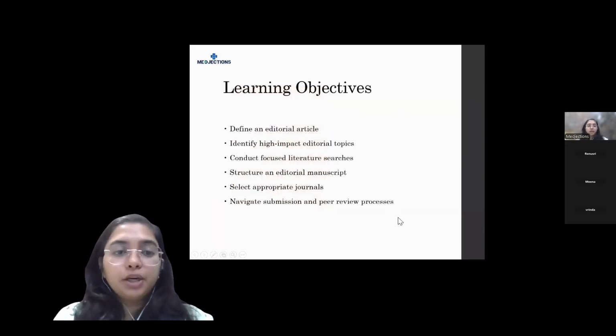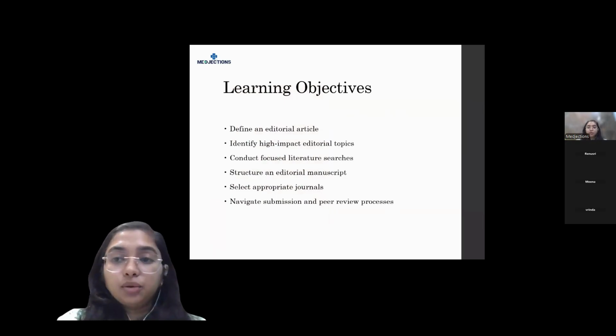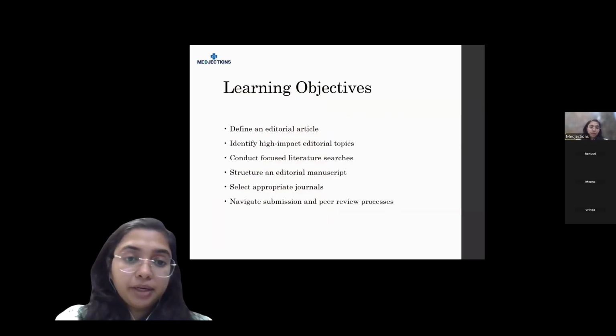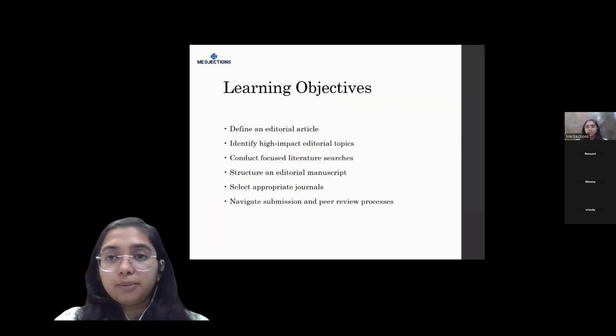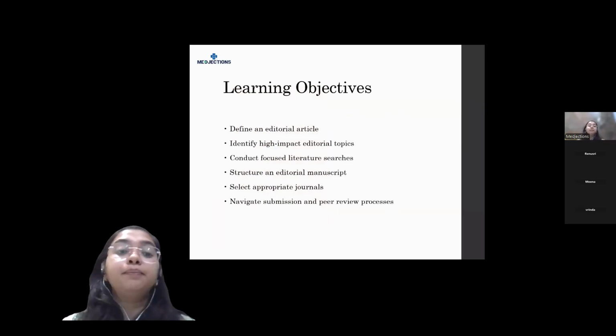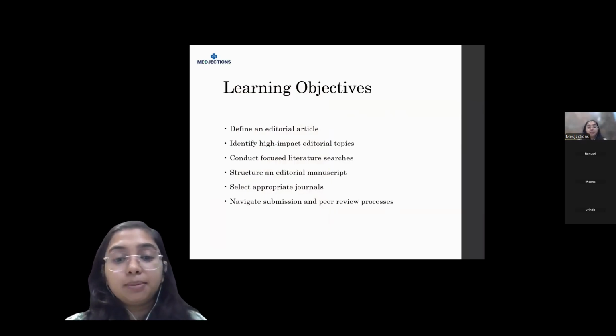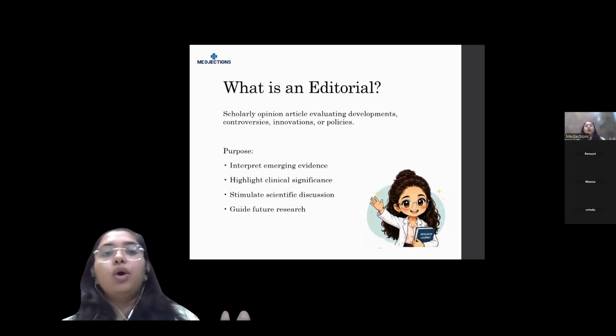So what will be the learning objectives? We will define the editorial article. We will understand how to search the high impact editorial topics, and how to conduct the literature searches for the topic, because these topics you won't find in the publication. So how to search on these topics. Then structuring the manuscript, selecting the appropriate journal, that is very, very important, and navigating the submission process. And in the meanwhile, this time I will also teach you how to submit, how to add up the cover letter and everything.